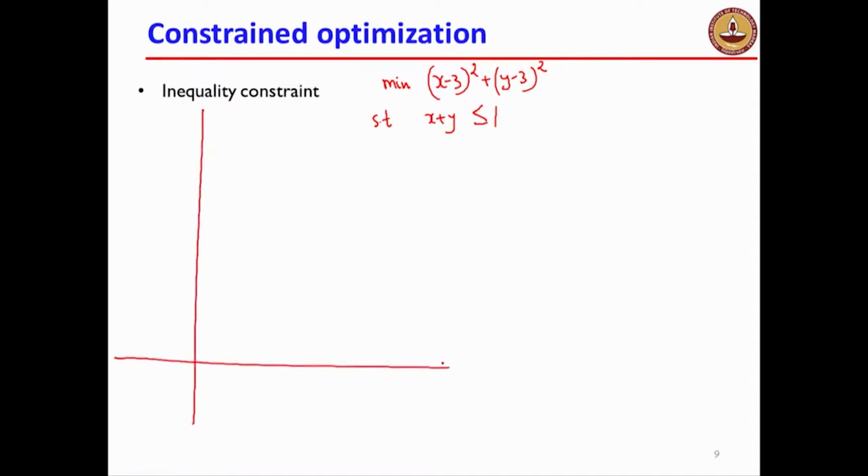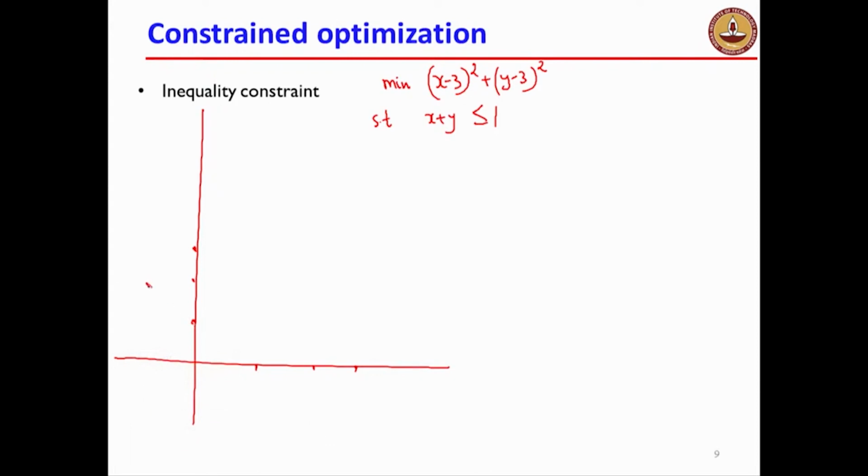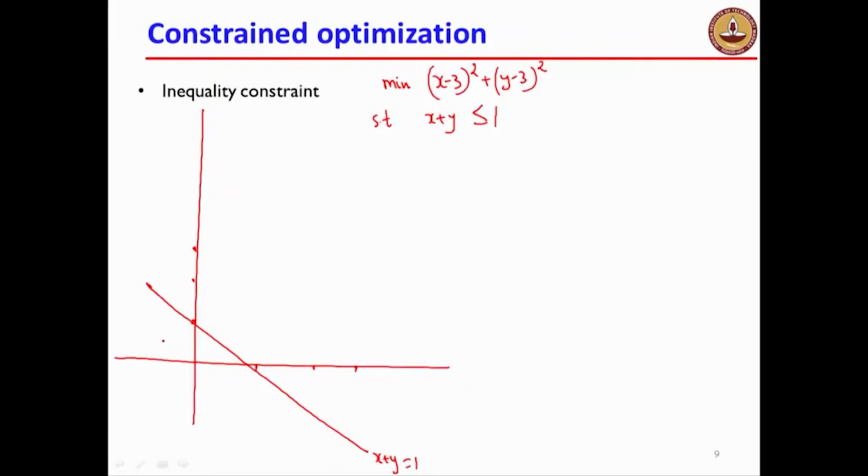So what does that mean over here? This is the line x plus y equal to 1. In the previous case, when it was an equality constraint, I had to be on this line. I could not go out of the line. Now I have some more flexibility. I can go anywhere over here also. I can be on the line or I can go into this side. I can go away from the line, but I cannot go in the other direction.